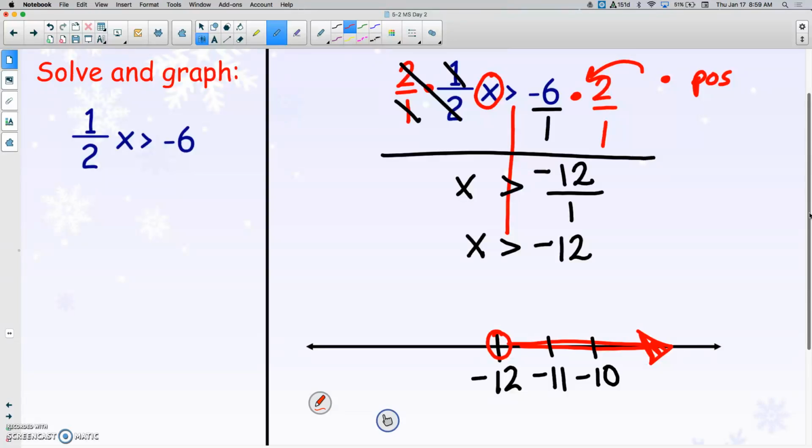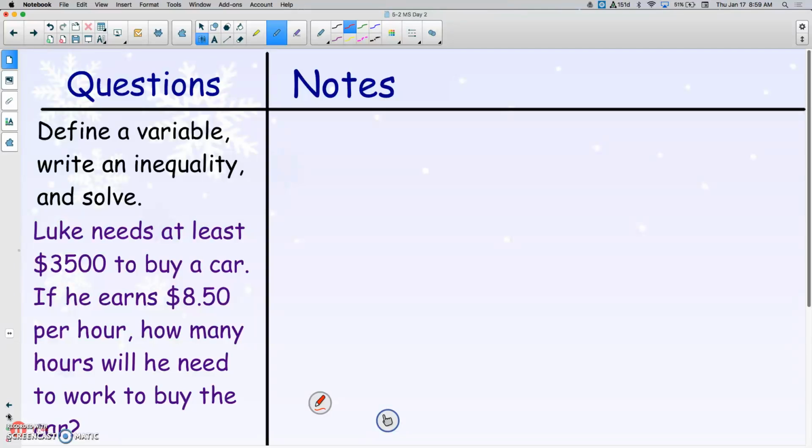Because this fraction was a positive fraction, the reciprocal is still a positive. You just flip it over. So you're not changing the sign like we did with perpendicular lines.